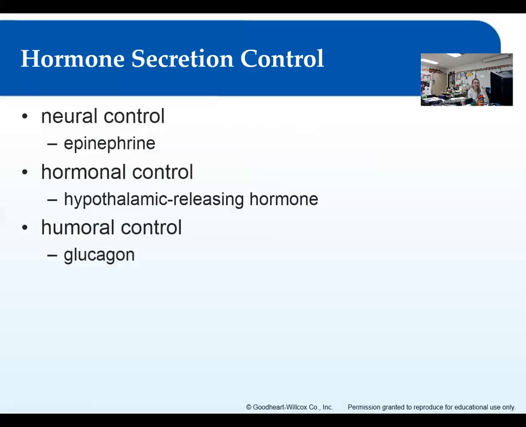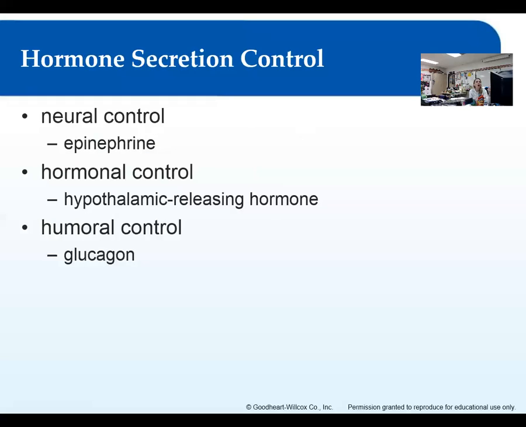Okay, hormone secretion control. So there's three basic ways that hormones are instructed, if you will, to secrete, or I guess organs are instructed to secrete their particular hormone. We have neural control, which is just like what it sounds. It's controlled by a nervous impulse, okay? It's neurally controlled. The brain tells it to release its hormone.